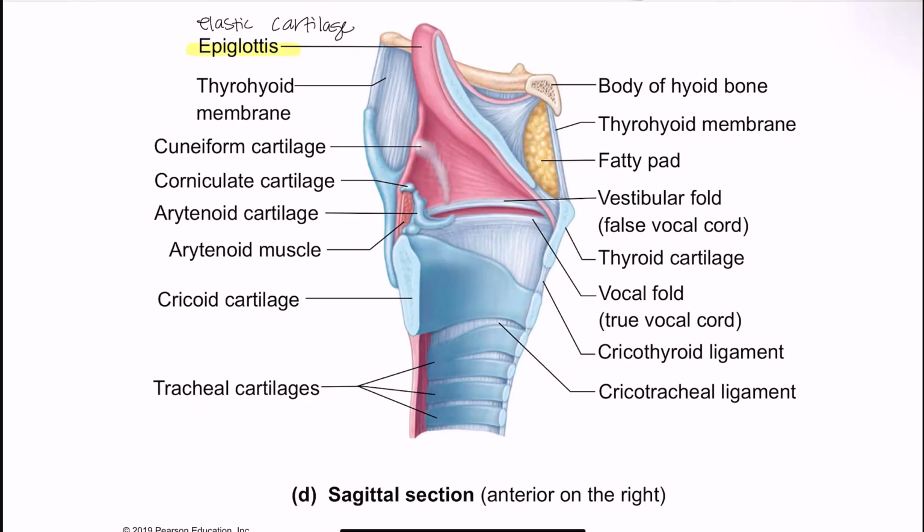And then we have those same cartilages that I was just talking about. Here we still have the hyoid bone, that's bone. We have our thyroid cartilage, cricoid cartilage. Remember I told you it's skinny at the front and gets bigger near the back. And then we have all of those tracheal cartilages.